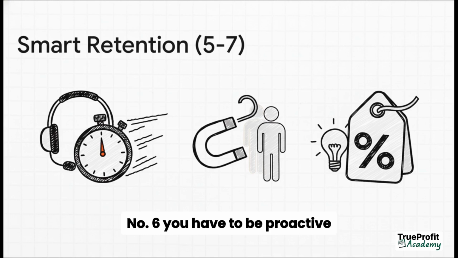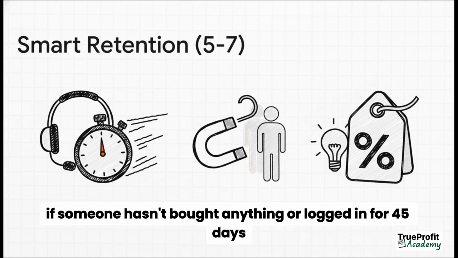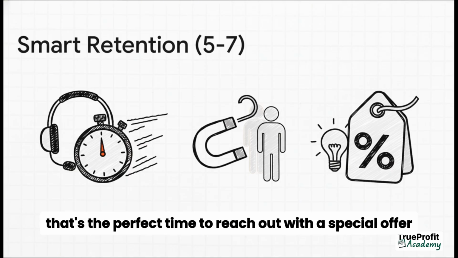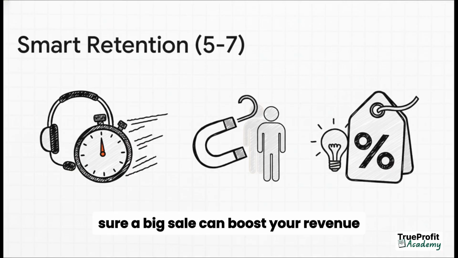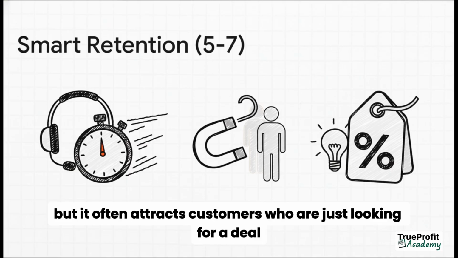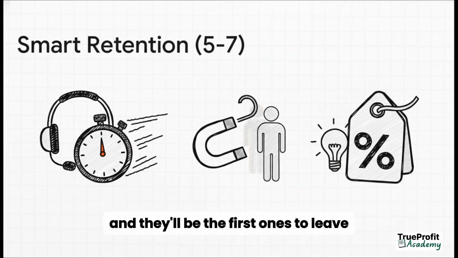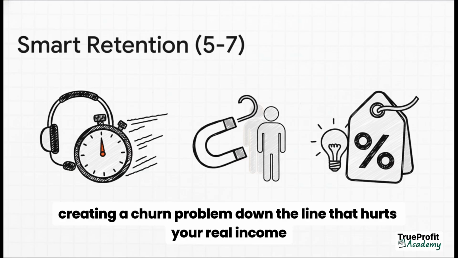Number 6, you have to be proactive. If someone hasn't bought anything or logged in for 45 days, don't wait for them to leave. That's the perfect time to reach out with a special offer. And last but not least, be really careful with your discounts. Sure, a big sale can boost your revenue, but it often attracts customers who are just looking for a deal, and they'll be the first ones to leave, creating a churn problem down the line that hurts your real income.